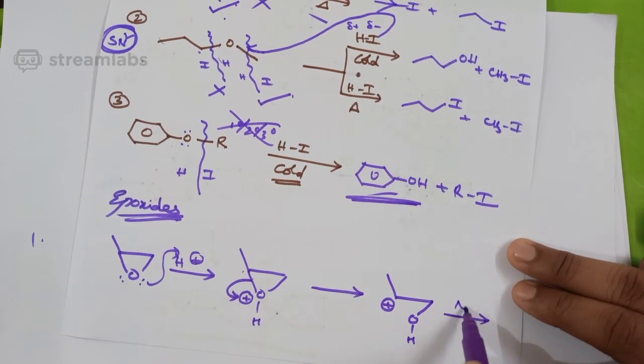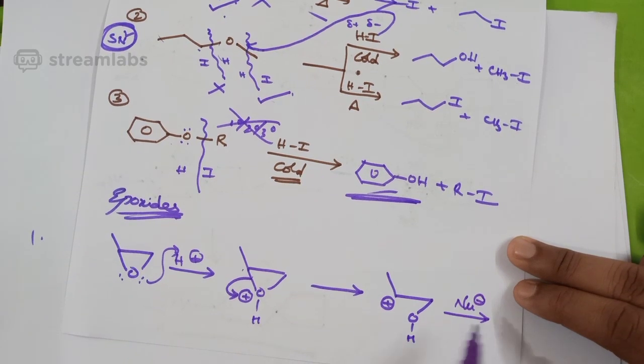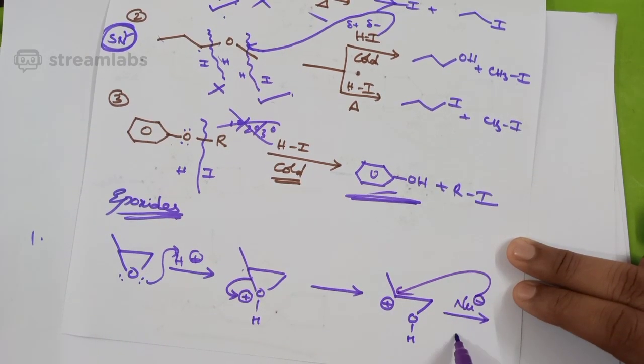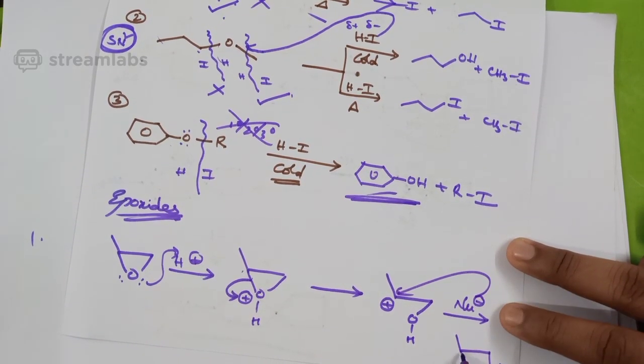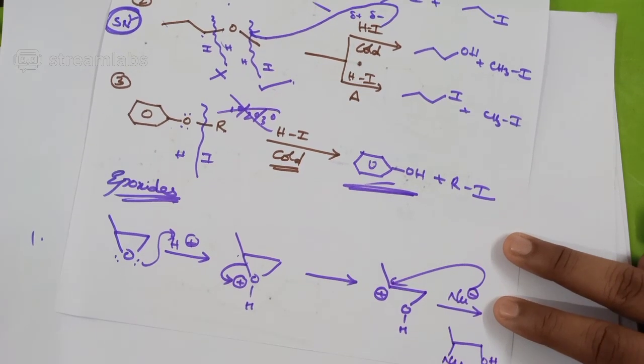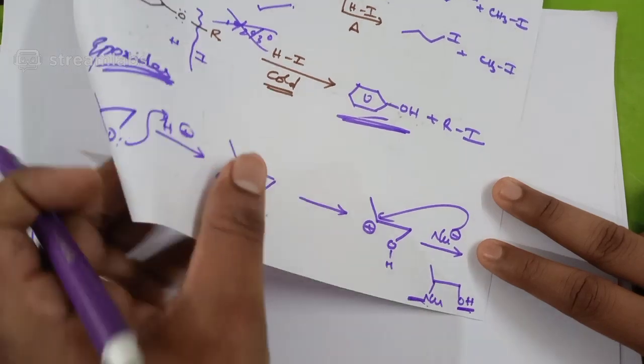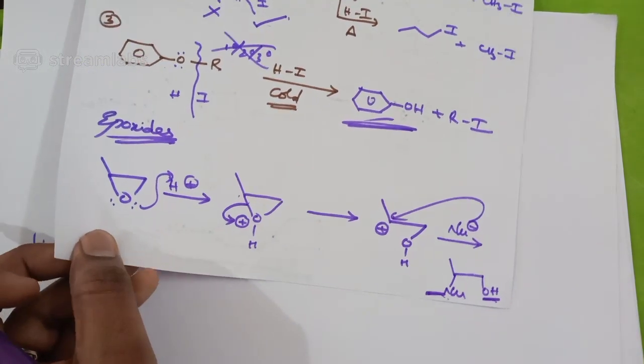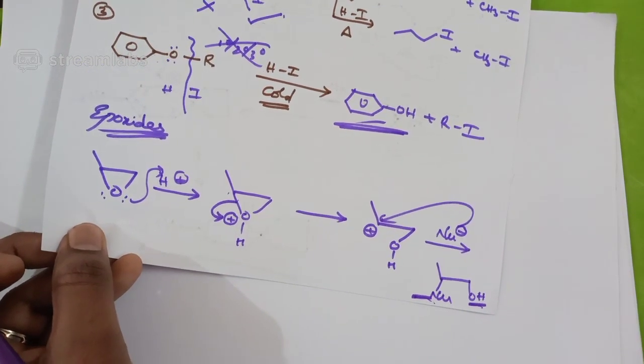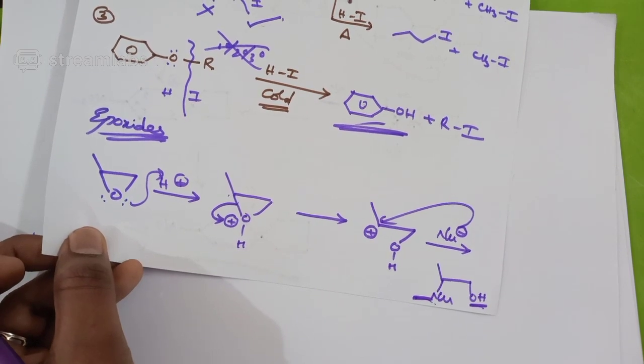And if I use any base or some negative ion, the nucleophile attacks the carbocation. We know here OH and here Nu. So finally nucleophile on the left, OH on the right. See the mechanism. First H plus attacks, carbocation is formed, then the nucleophile attacks, right?